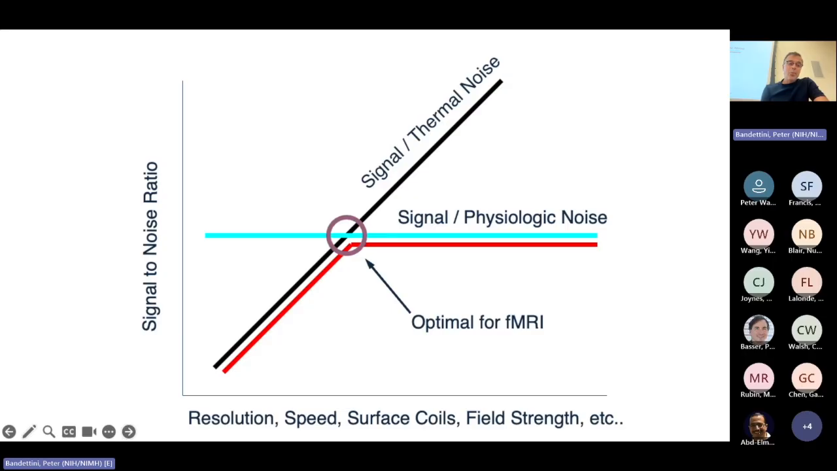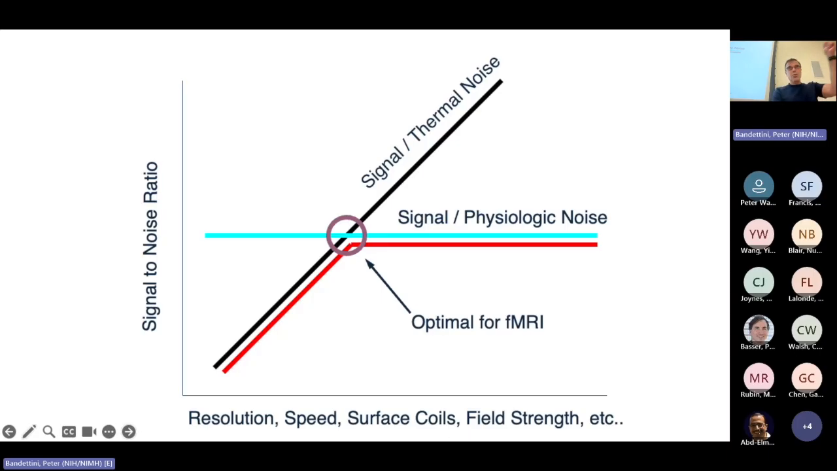So thermal noise, if you increase your RF coil quality or the field strength or whatever, keeps on going up. Temporal signal to noise goes up if you have something that's just a bottle of water. But if you have a living system, you have physiologic noise that puts a cap on that. And so your optimum for fMRI would be to increase your resolution, which lowers your signal to noise, or push things such that you're right at the elbow of this curve. So where thermal noise equals physiologic noise.